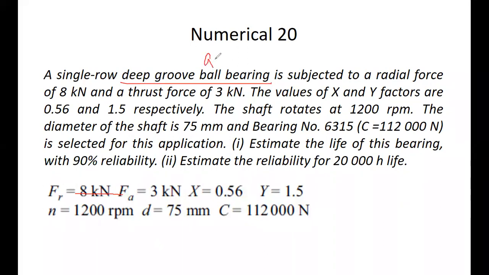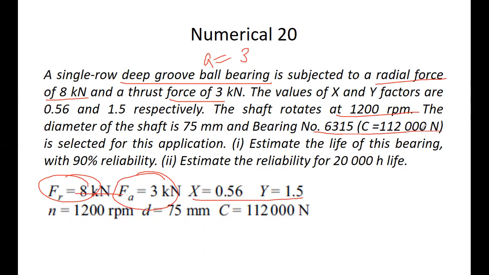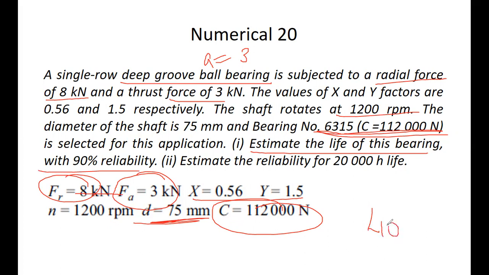Again, deep groove ball bearing is 3, subjected to radial force, FR is given. Axial load, FA is given, X and Y factors are given, N is 12,000, bearing number is given, and in front of that bearing number C is already given. Diameter is 75 mm, right? We have to calculate two things. Life of bearing with 90% reliability, that is rated life L10, and estimate the reliability if the life is 20,000 hours. So we have to calculate R.